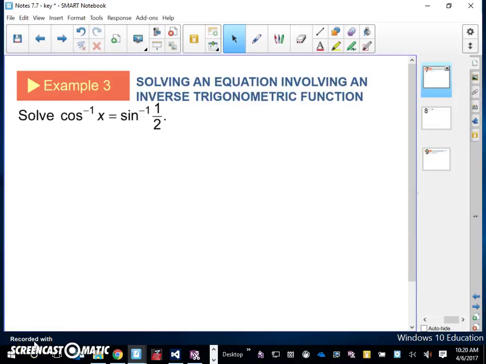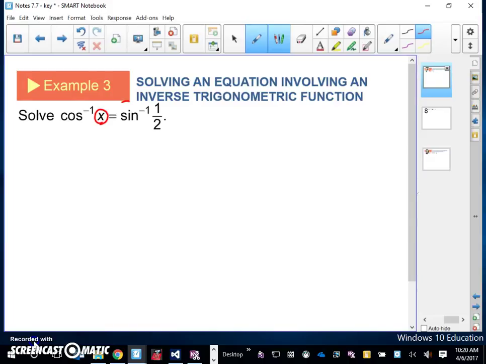Example 3, we're still trying to solve. So we know we're trying to isolate the variable. We're isolating this variable. We're peeling the onion. We're going to have to take a cosine of both sides, basically, to isolate x. So that's what we'll do. We'll take cosine of both sides.